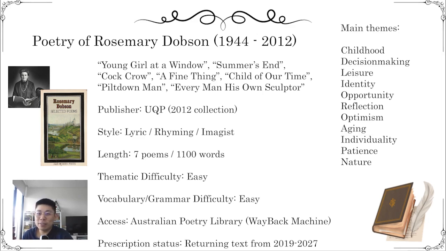So Rosemary Dobson's collection is returning from the previous Text and Human Experiences rubric. There are 3 poems that remain, so Young Girl at a Window, Summer's End, and Cock Crow are from the old prescriptions, and the other ones have been rotated out, and instead we get these next 4.